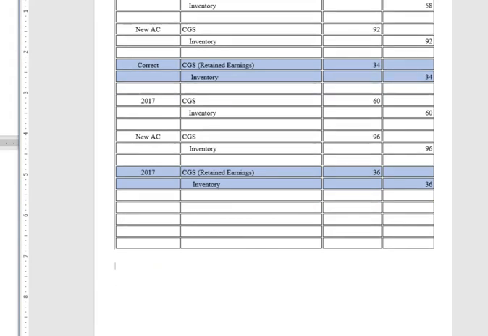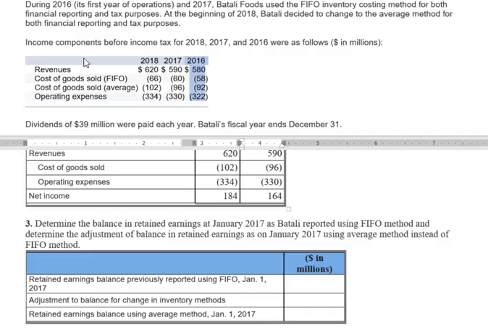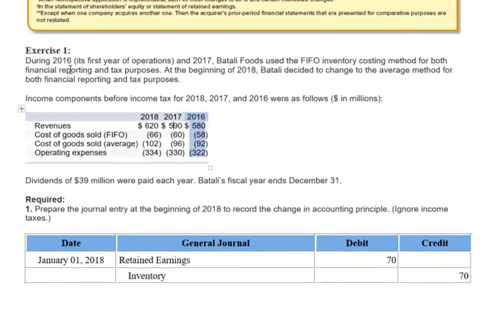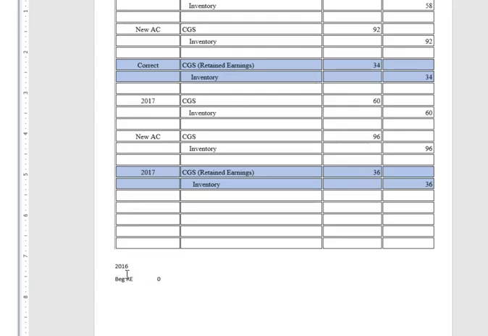So let's go all the way back to 2016 because we need to start there. So our beginning retained earnings in 2016 would have been 0, because the company began operations in 2016. So if we go back over here, how do I know that? Well, it tells us during 2016, its first year of operation. So if the company just started in 2016, it would not have a prior balance. So we started at 0.